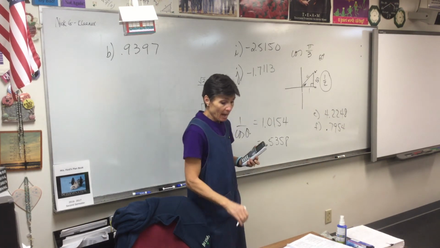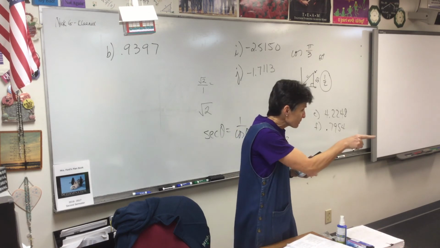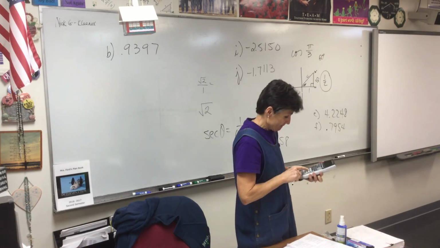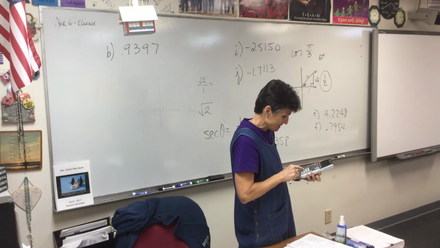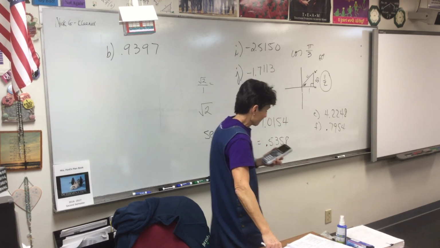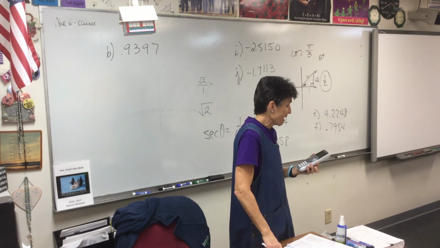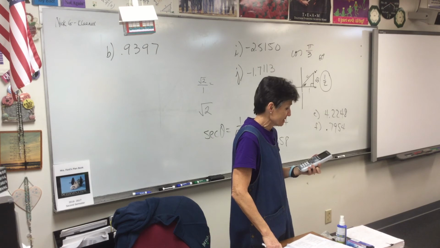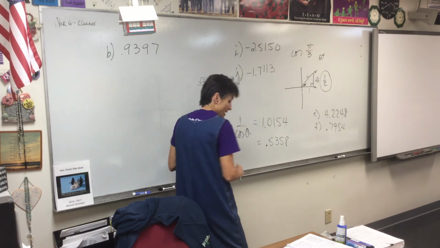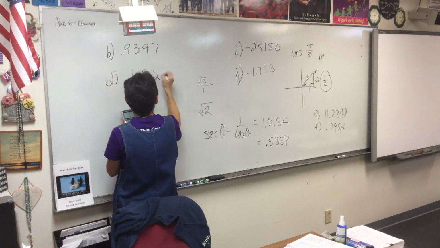Now, how about D? 1 divided by sine, 5 pi divided by 16. 1 divided by sine, that's how we get our cosecant. And then we do 5 pi divided by 16, and that's question D. And the answer is 1.2027.